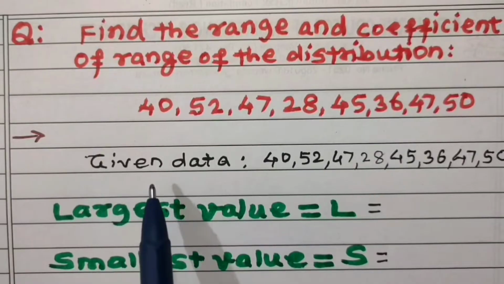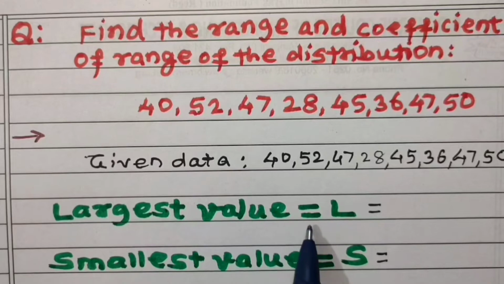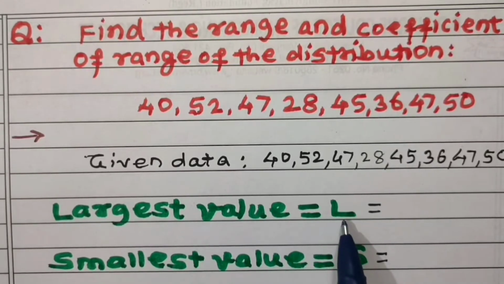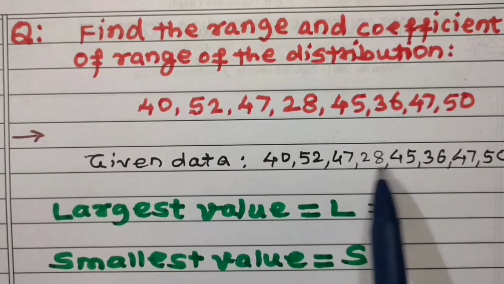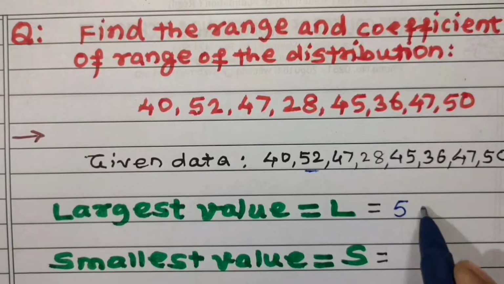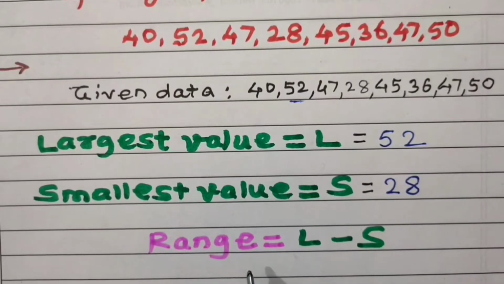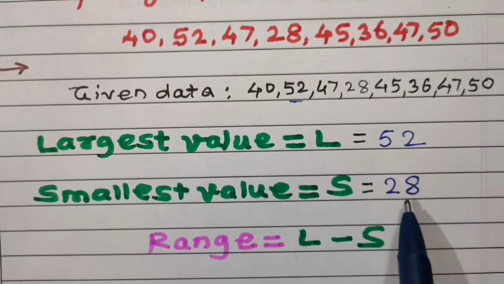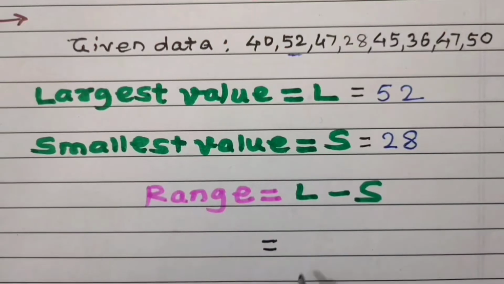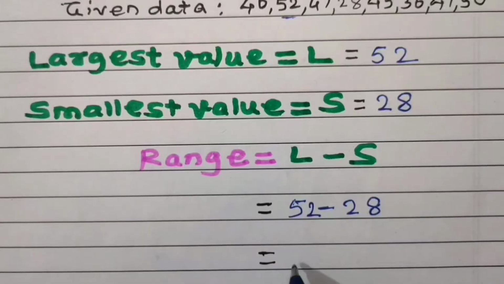So solution for this, first of all we have to write the given data as it is. Then we have to find out the largest value, which we can denote by capital L, from this data. So in this data 52 is the largest value. So L is equal to 52. Now we have to find out the smallest value, which we can represent by capital S, which is equal to 28. Now range is given by capital L minus capital S, where L is 52 and S is 28. We can put here, hence 52 minus 28, and this is equal to 24.